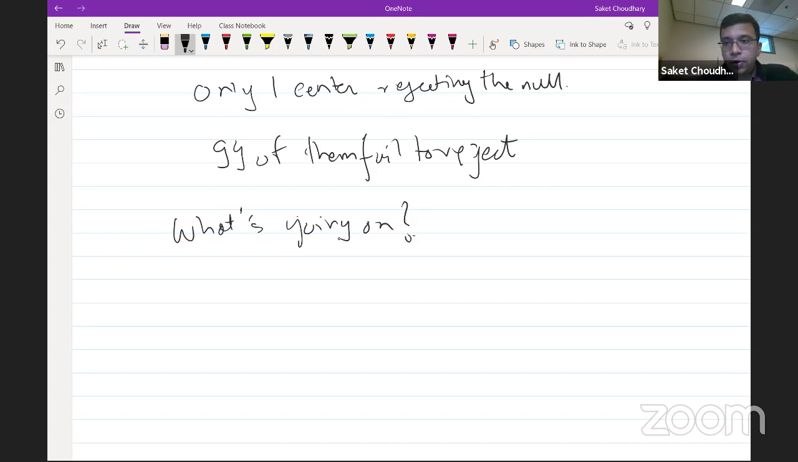Anyone wants to, I know most of you are muted, but anyone wants to take a guess? By the way, if you want to unmute yourself, there's a button on the left which has a mic. Feel free to unmute yourself if you want to say what you think is going on. Okay, anyone? We'll try one more time.